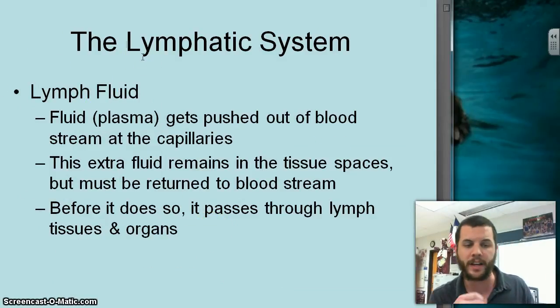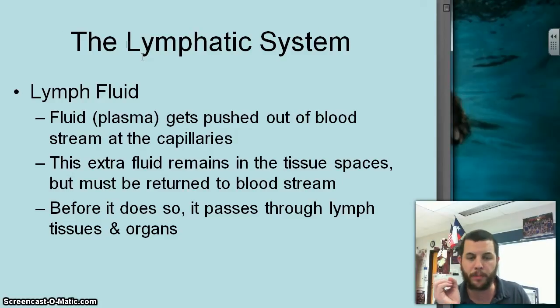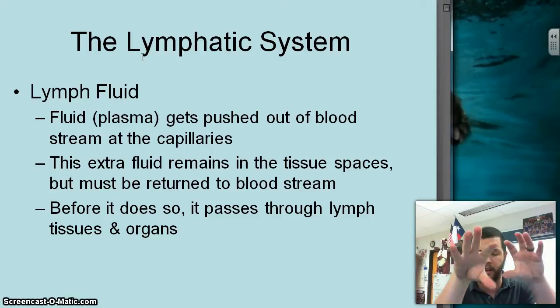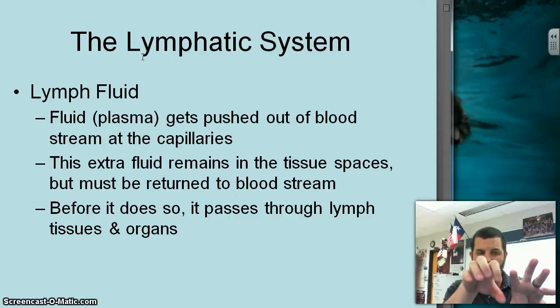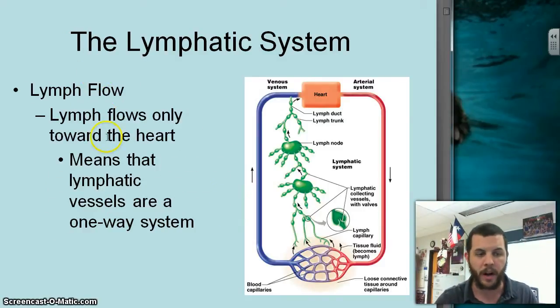What is lymph fluid? That is that plasma that gets pushed out of the bloodstream at the capillary level. It says the extra fluid remains in the tissue spaces, so it's got to be returned back to the bloodstream. So what happens there is that those lymphatic vessels are going to suck that fluid up, and then it's going to take it back to the heart. Lymph is only going to flow towards the heart.